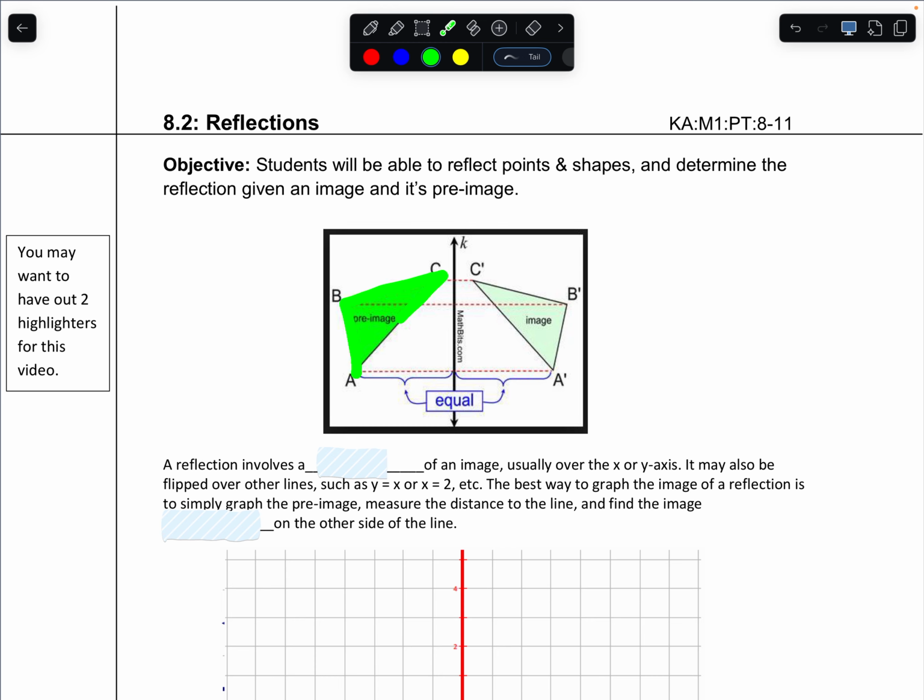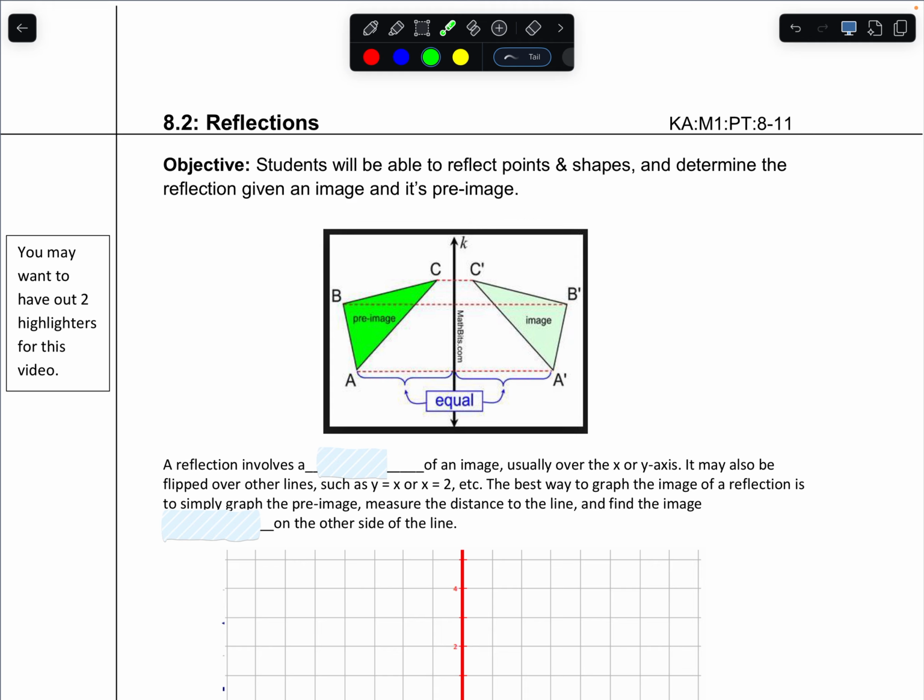So, for example, if I have a pre-image triangle ABC and I reflect it over this line and I get triangle A prime, B prime, C prime, those two triangles are congruent. They're the same size, same shape. Our objective for this lesson is that you'll be able to reflect points and shapes, but also you should be able to determine the reflection if I just give you an image and pre-image.